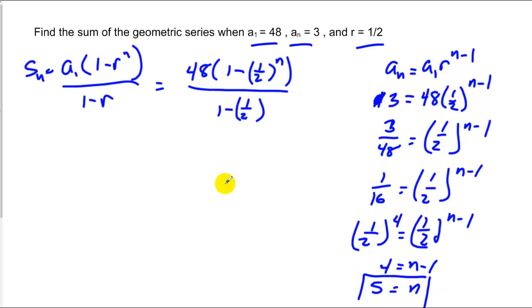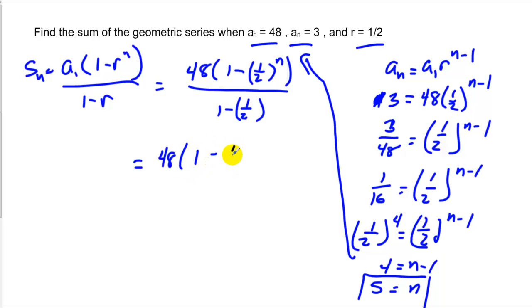So now that I have n equal to 5, I can plug that back into my equation for the missing n. So what I have is 48 times 1 minus 1 half raised to the 5th power over 1 minus a half, which is a half. Again, we're at plug and chug stage, and we end up with a total of 93.